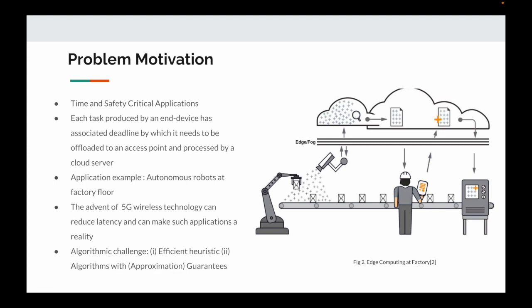Obviously, such an application is time and safety critical because if a mistake is made, then a factory worker could potentially be injured. Also, the recent advent of 5G wireless technology promises to reduce latency, and this can make such applications a reality. But there are obviously algorithmic challenges when it comes to resource allocation. So we need to develop efficient heuristics and hopefully algorithms with guarantees.